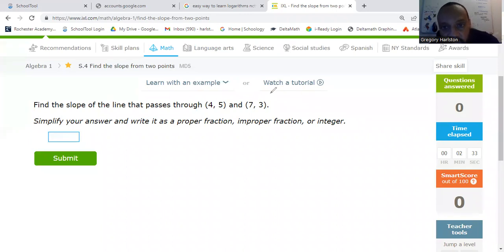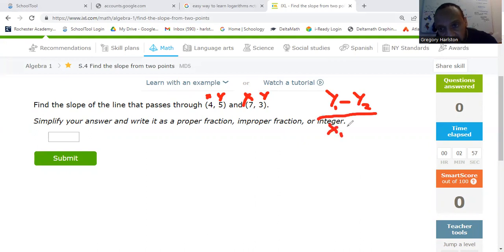So basically the formula that we're going to use, we're going to make this X1, this is going to be Y1, this is X2, Y2. Now the formula that you're going to use is Y1 minus Y2 over X1 minus X2, right? That's going to tell us what the slope is.